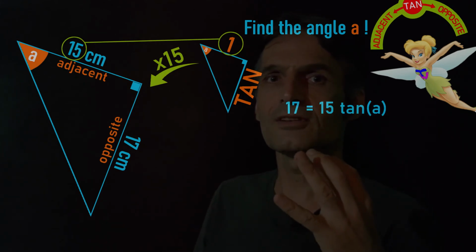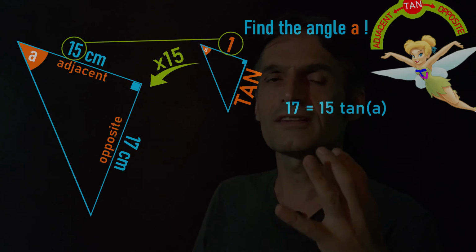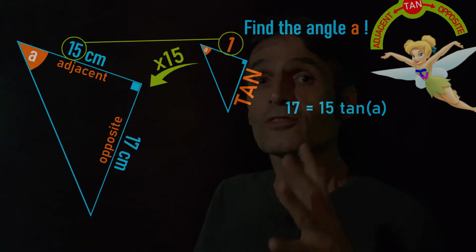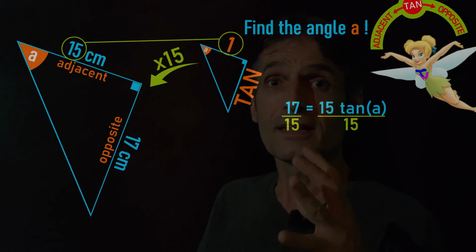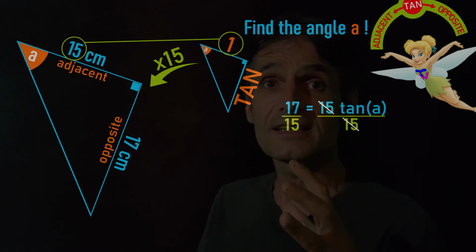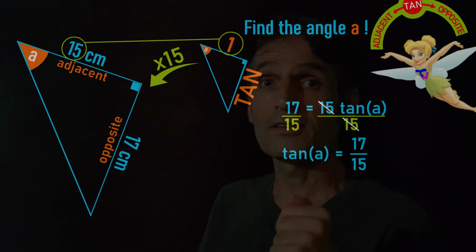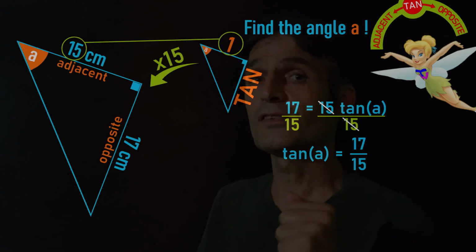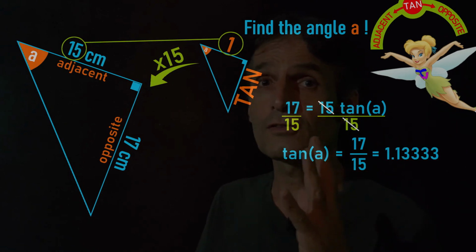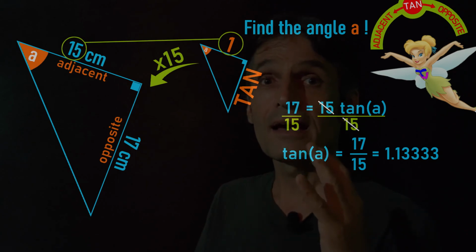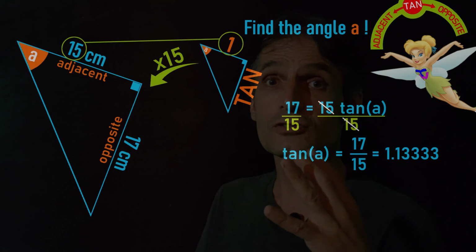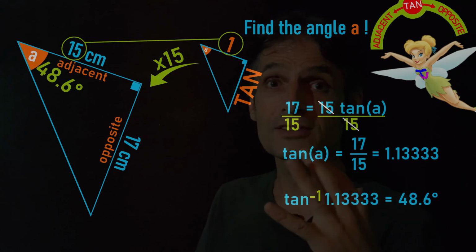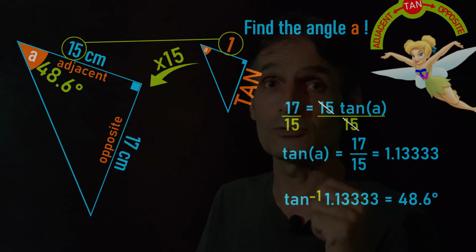So we write 17, the opposite, equals 15 times tangent A. I want tangent A alone, so I divide both sides by 15. Then I cancel the two 15s and flip it to make it look better. 17 divided by 15 is 1.13333, and I know we're not done. We have the tangent, not the angle. Let's use the calculator to get the angle. It makes around 48.6 degrees. We are done. Great, amigos.